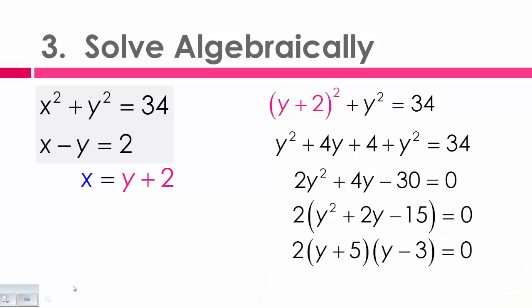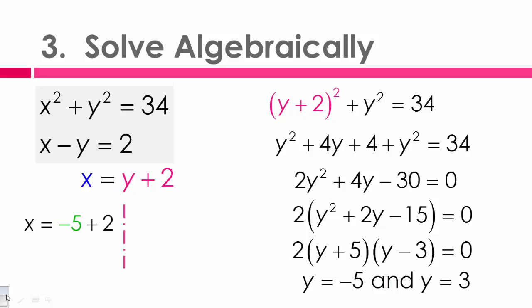I've got two solutions for this. I get y is -5 and y is 3. So on this particular problem, we need to substitute two different values in at two different times. So I'm going to section this off. We need to plug in -5 and see what we get. And now we need to substitute in 3 and see what we get.